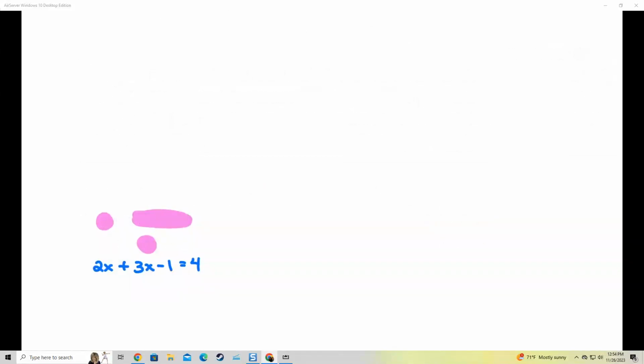I've isolated the variable, and I don't know why it blanked out like that. That's kind of weird. Give me a second. Let me see if I can fix this.